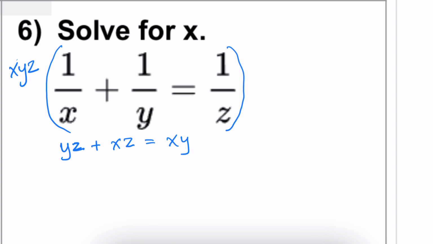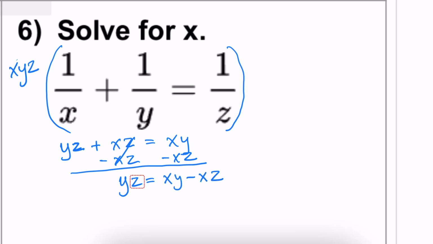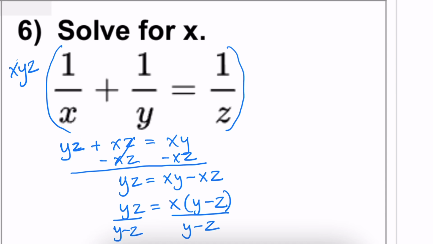So you know you have to solve for x. So let's take this xz over with the xy by subtracting it. And we get yz is equal to xy minus xz. Let's factor out the x, and you're left with y minus z. And so let's divide both sides by y minus z, because it's all in parentheses like a package deal. And your answer is x is equal to yz over y minus z.